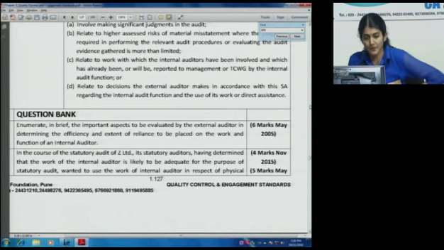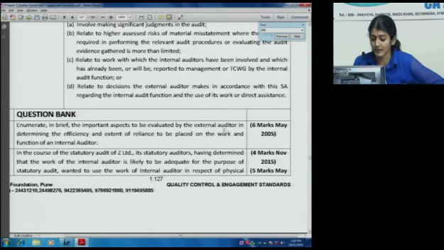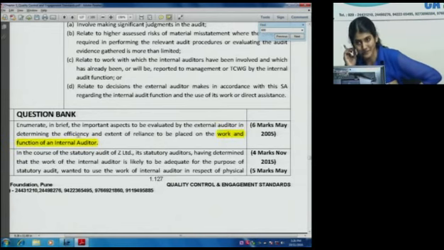Yes, 1.127. Enumerate in brief the important aspects to be evaluated by the external auditor in determining the efficiency and the extent of reliance to be placed on the work and function of an internal auditor. So in total they have asked, general also and specific also. Because work means specific and function means overall function. So specific also and general also.